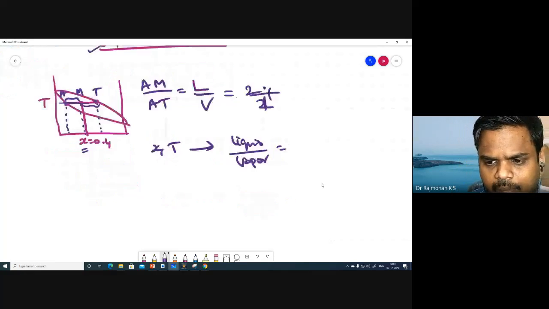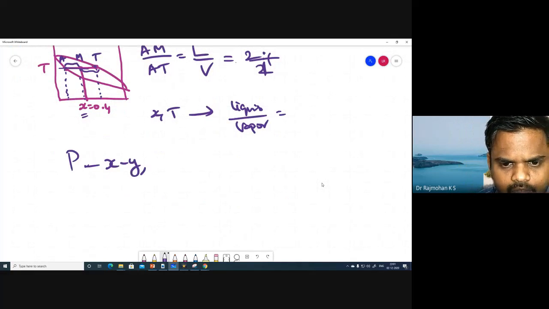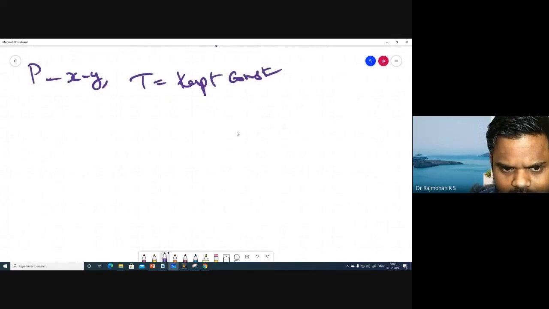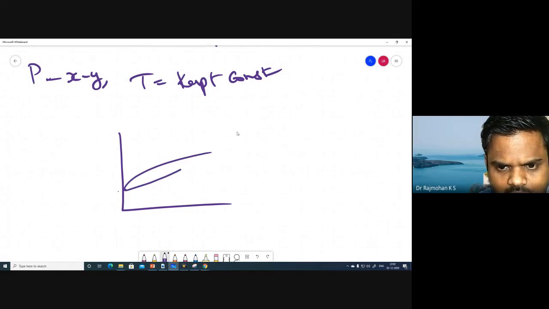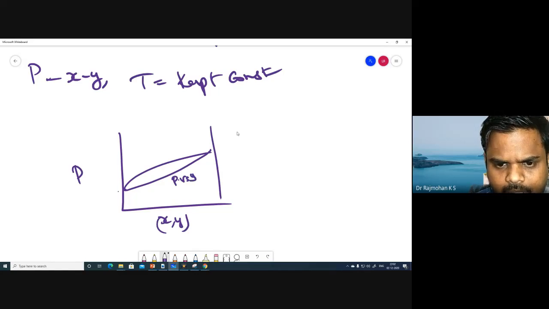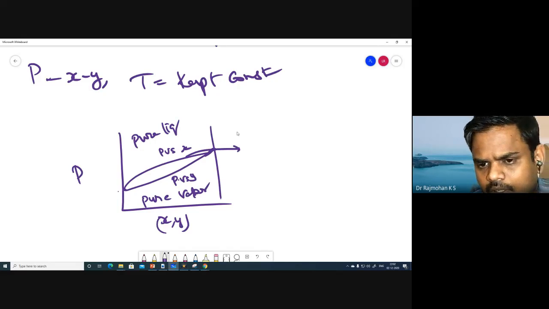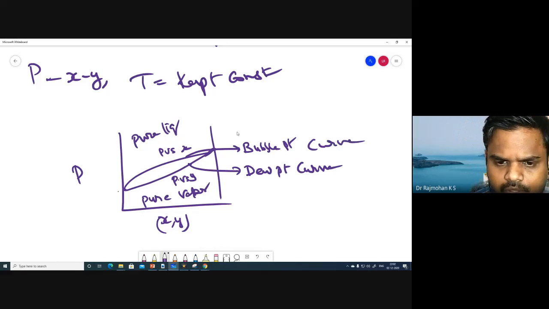Similarly we can have a PXY diagram, where temperature is kept constant. In the PXY diagram we get the reverse of what we have here. Here it will be pure liquid and this will be pure vapor, and this will be your bubble point curve, and this will be your dew point curve. In between you are going to have liquid plus vapor.